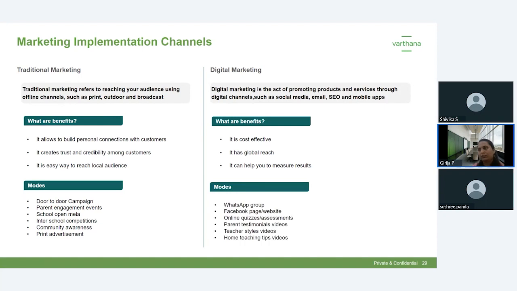You can make a WhatsApp group of the parents and send messages to the group. On Facebook, you can have your own school page. You can have your own website. Then you can conduct online quizzes and assessments and send them on Facebook or WhatsApp, where students can test their understanding level. Once they have the result, your school can help them improve these levels.